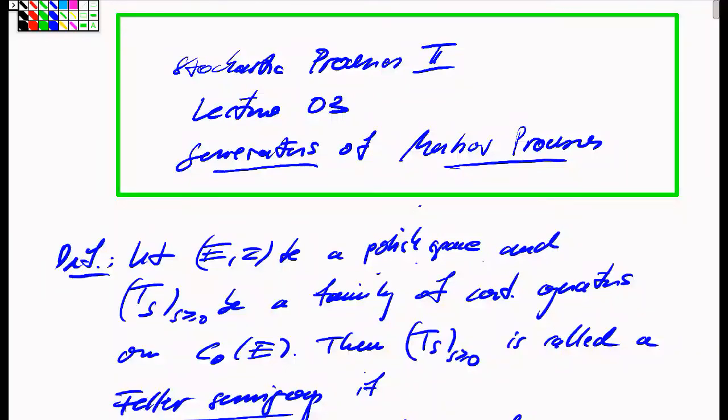Welcome to Lecture 3 in our continuation of the class on stochastic processes. Today we will focus on the concept of the generator of a Markov process. We had defined a generator of a semigroup already in the previous lecture. Today we will come back to this definition and study some properties of generators of Markov processes or semigroups.